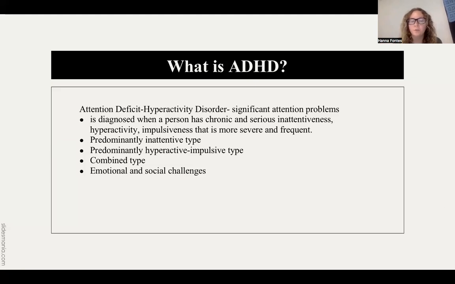There are three different categories that students may be placed in when they're diagnosed, which is the predominantly inattentive. This looks like a student who is often daydreaming or seems to be daydreaming, is not great at keeping track of their assignments, frequently losing things, but not really showing that like physical movement.